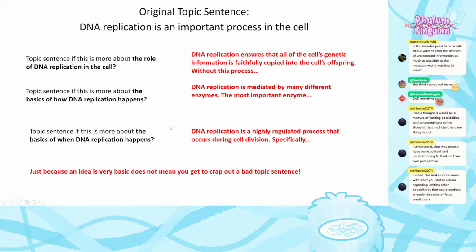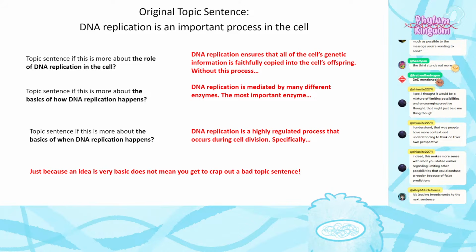Okay. So just because an idea is very basic does not mean, in my opinion, that you get to crap out on a bad topic sentence, right? You can have very basic ideas, very intro level stuff, but you can still have a powerful topic sentence. It's leaving breadcrumbs to the next sentence. Exactly. And so you want to make sure that those breadcrumbs are tasty, right? That they're appealing. You don't want those breadcrumbs to be old and stale and moldy. You want to make sure that your reader wants to go where you want them to go.